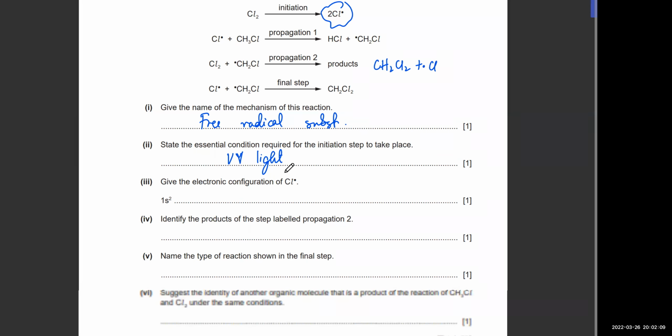So give the electronic configuration of the Cl radical. So that's just the Cl atom, 17 electrons. So that's 1s2, 2s2, 2p6, 3s2, aur kya? 3p6, sorry, 3p5. Achha, identify the products of this step.